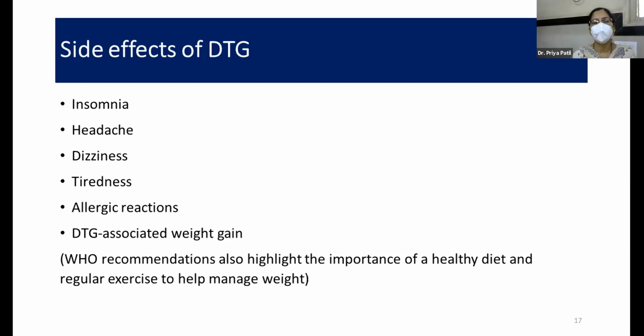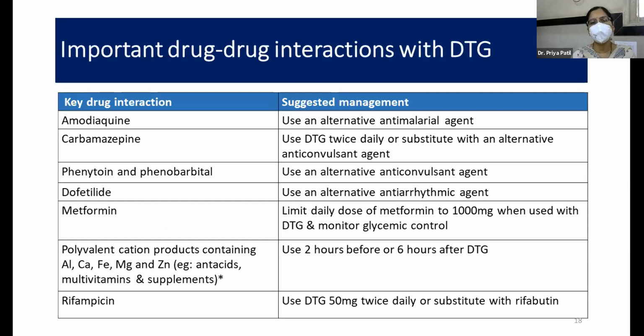Now coming to the important drug interactions with dolutegravir. Amodiaquine is an anti-malarial agent, so it is not really used right now. So here we don't anticipate much of a problem because it's not being used in the treatment of malaria.